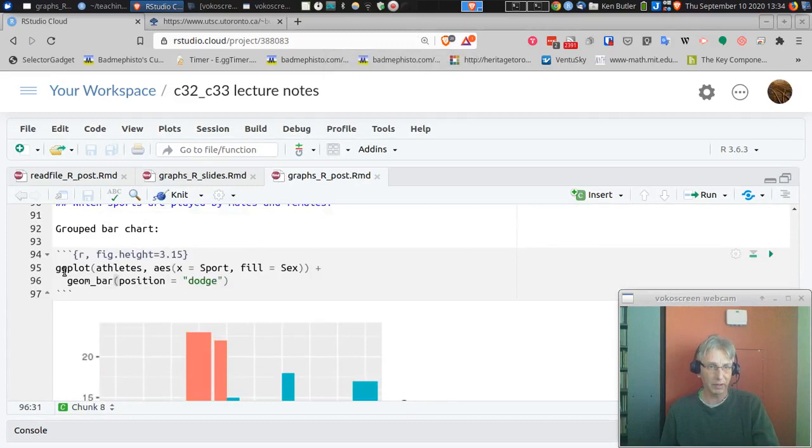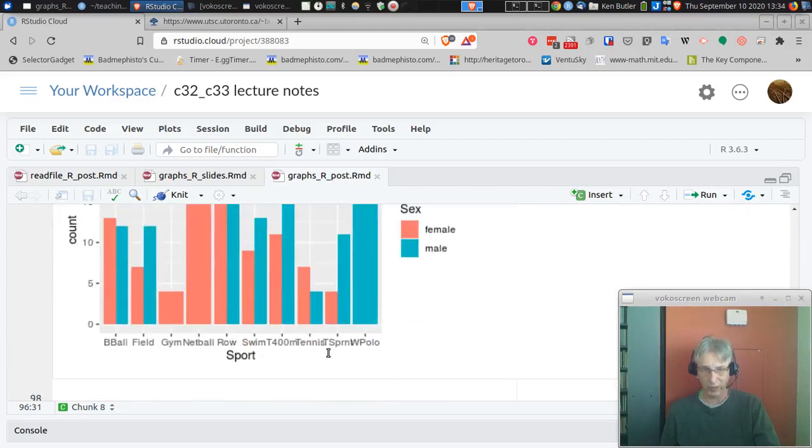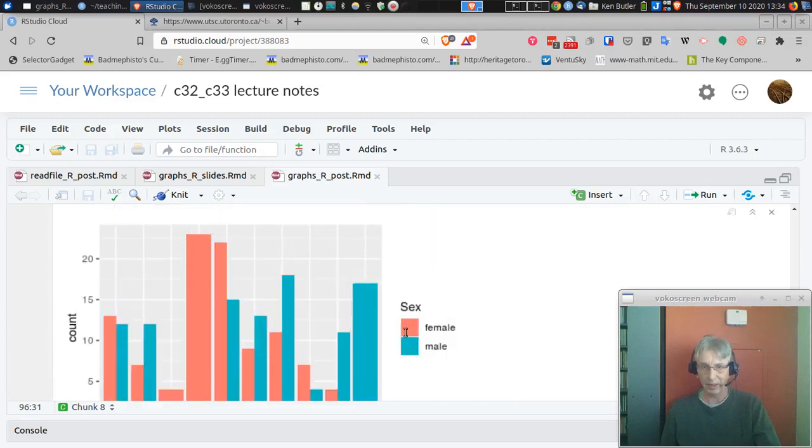Alright, here is our code. ggplot, athletes, aes, bracket. Always the same. Now, we've got some thinking to do because one of those categorical variables is going to go on the x-axis, which in this case was the sport. And the other one is going to be made colors.